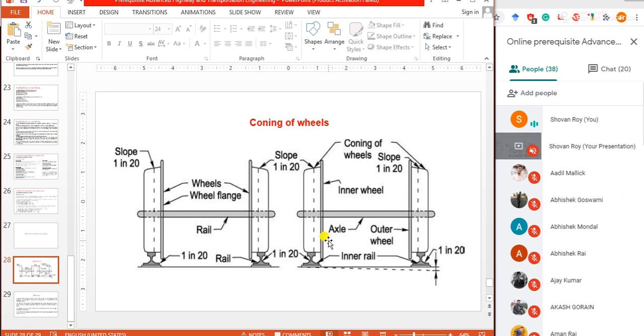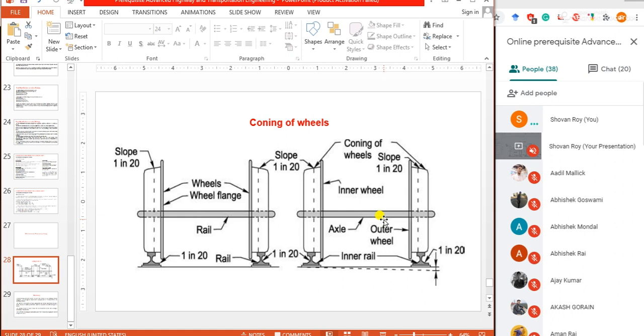The wheels of a railway vehicle are connected by an axle which is fixed on a rigid frame. This is the axle. Due to the rigidity of the frame, the rear axle has a tendency to move inward. There are a number of axles. So the rear axle has a tendency to move inward, which does not permit the leading axle, the front axle, to take full advantage of the coning.